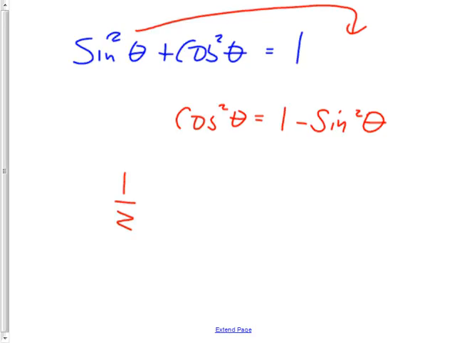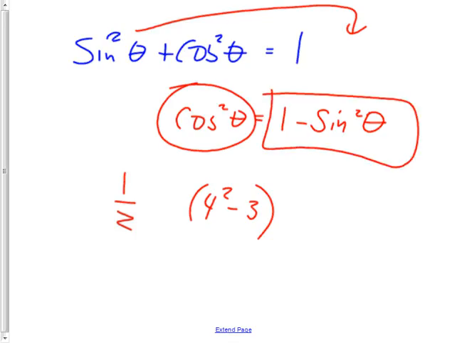If I had a 4 squared minus 3 in a problem, I could go, okay, 4 squared is 16, 16 minus 3 is 13. Couldn't I replace that with a 13? Yeah, you can do that because they're equal. So whenever you see a cosine squared in a problem, you can replace it with 1 minus sine squared. All right, what's another fact?